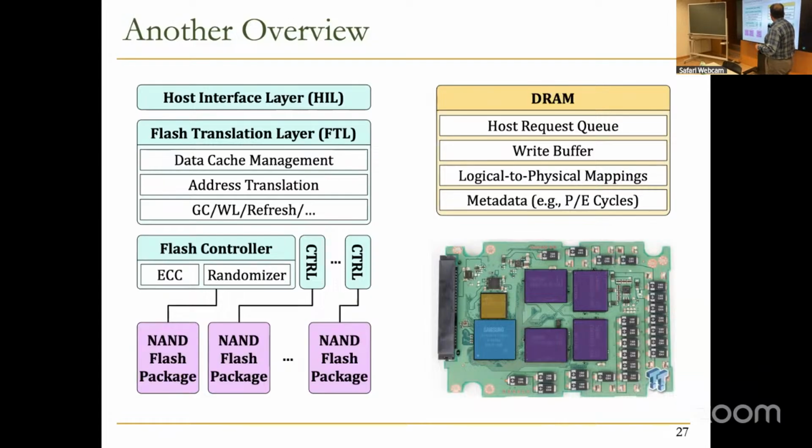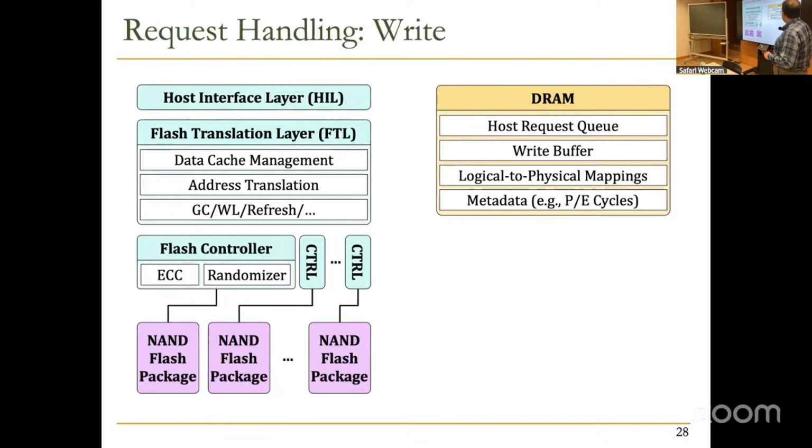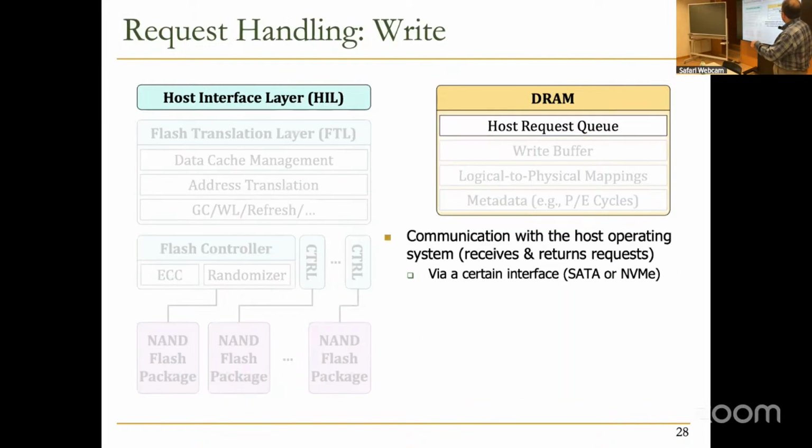We also have DRAM. In this DRAM, we essentially have the queue for host requests, the write buffer, and the logical to physical mapping. This is something quite key that we're going to see later. And also metadata, which the controller and the scheduler use in order to make more intelligent decisions. So let's go over these components very quickly, by considering that we want to handle a write operation.